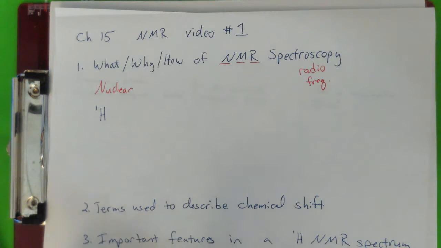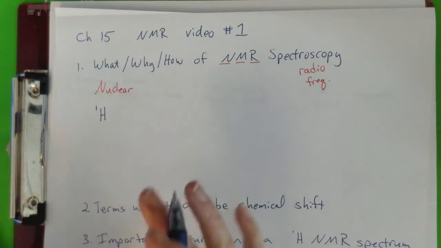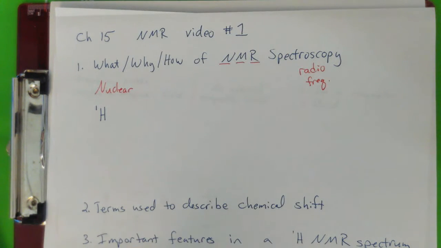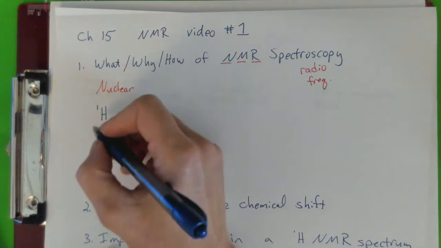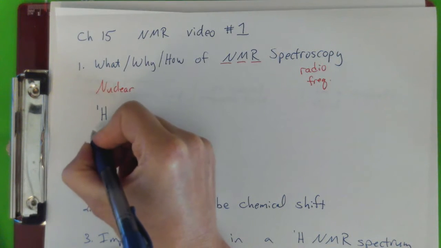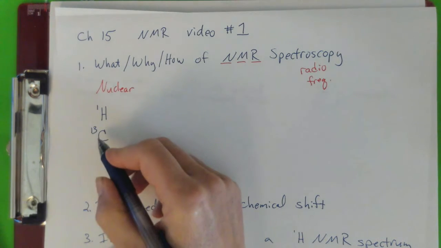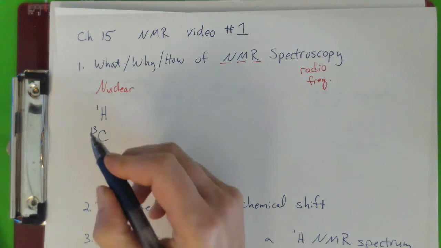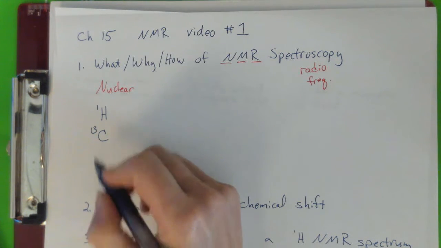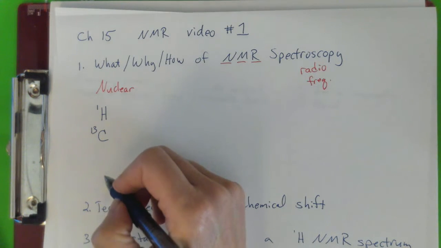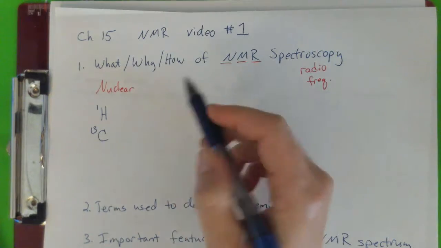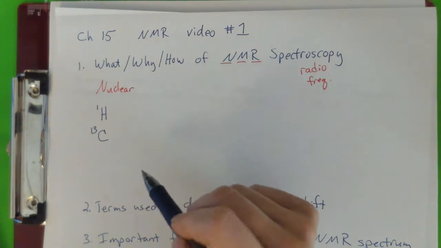Now, the most abundant isotope of carbon is carbon-12, and that does not have an odd number of protons and/or neutrons. However, there's another, less abundant isotope, carbon-13, that does then have nuclear spin thanks to the odd number of neutrons there, right? Okay, so that's the nuclear piece.